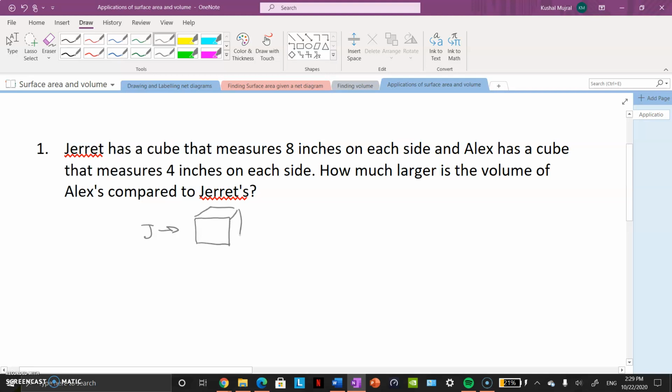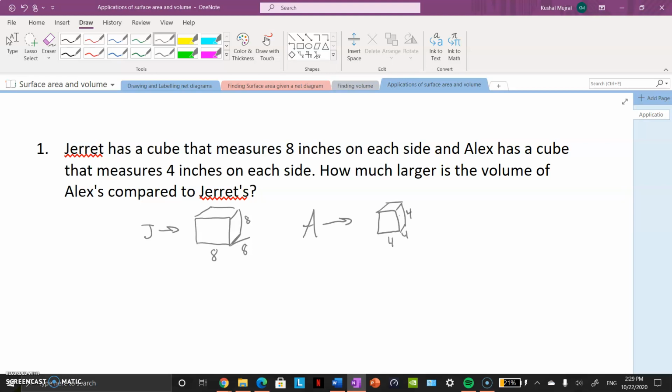this, 8, 8, 8, okay, let's draw that, and Alex's cube is 4 on each side, so Alex's cube is going to be a bit smaller. So we're going to write 4, 4, 4. How much larger is the volume of Alex's compared to Jarrett's?